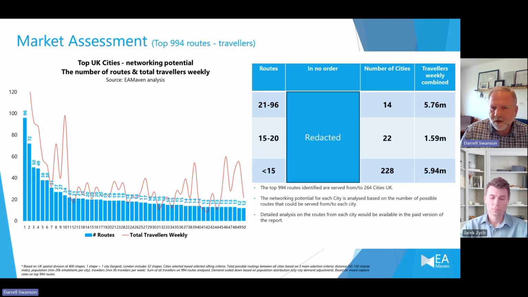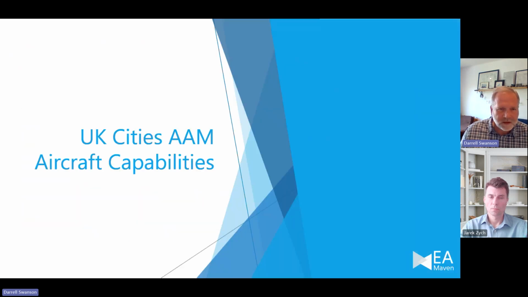But on the table on the right, what we're talking about is the number of routes for those cities and the travelers weekly combined across them. So again, a significant amount of detail and analysis went into this report, but it really points towards the potential opportunities for advanced air mobility in the United Kingdom. Jarek.